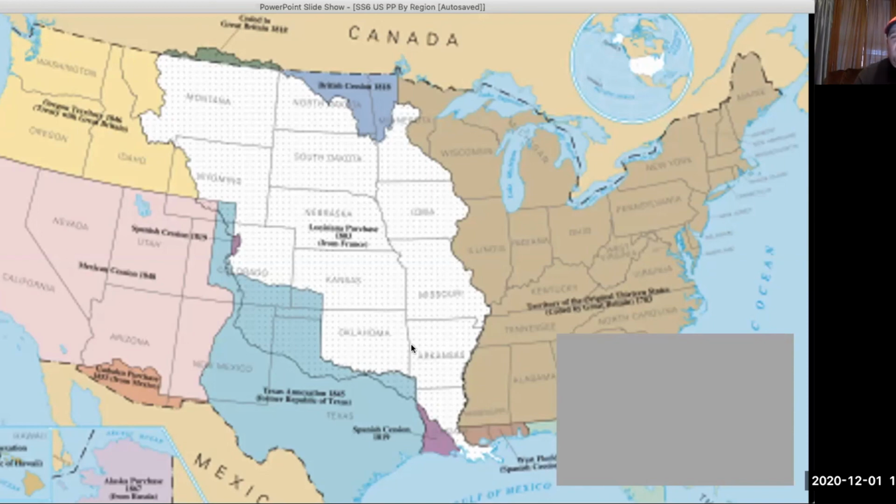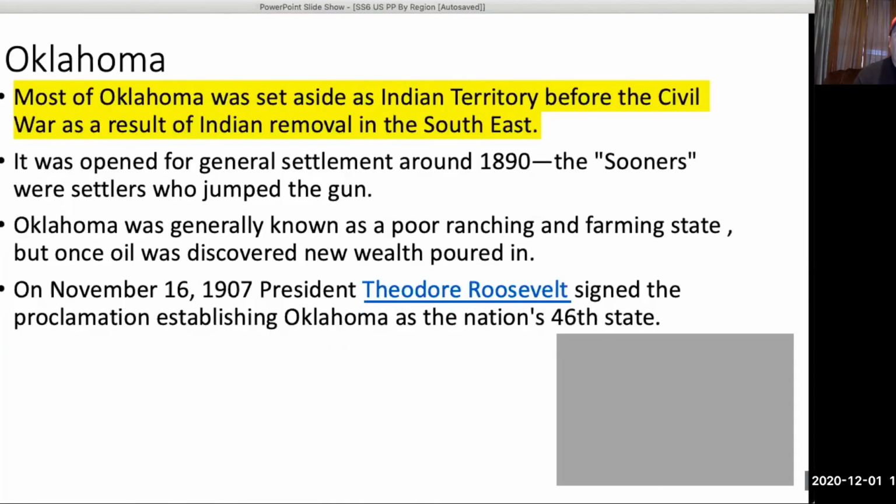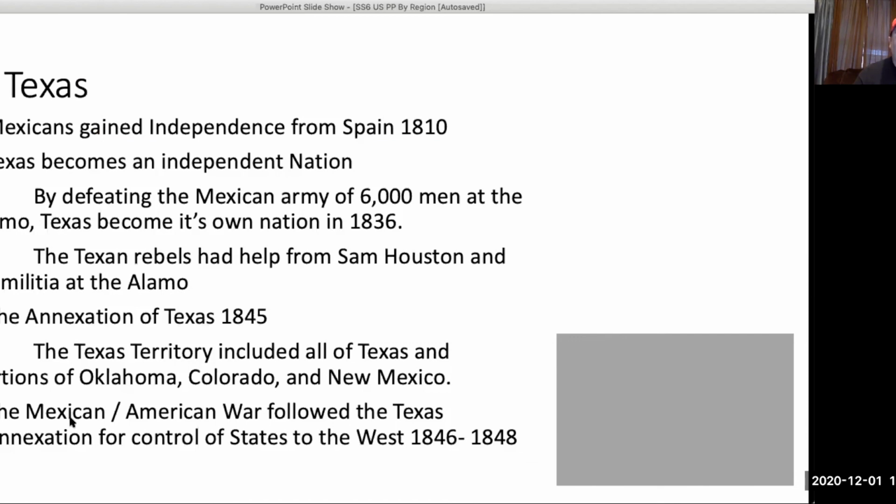So naturally, owning the Northeast, the Southeast, the Midwest, the Louisiana Purchase, the Texas annexation, and the Oregon territory, we wanted to expand into this pink area. So in 1846, we have the Mexican-American War. The Mexican-American War followed the Texas annexation for control of states to the west, from 1846 through 1848.